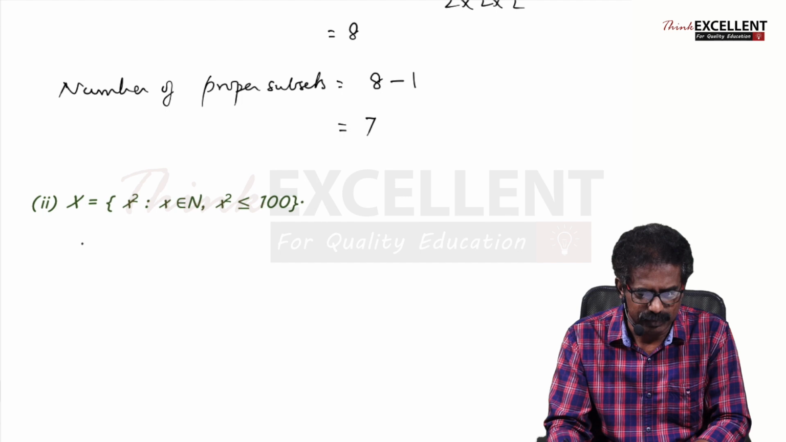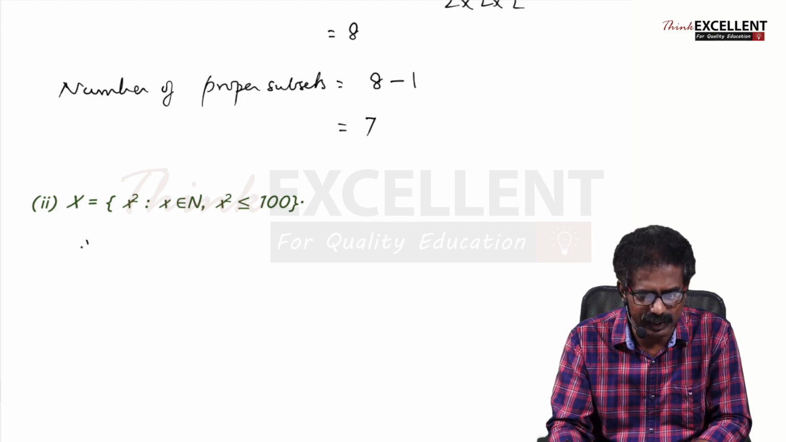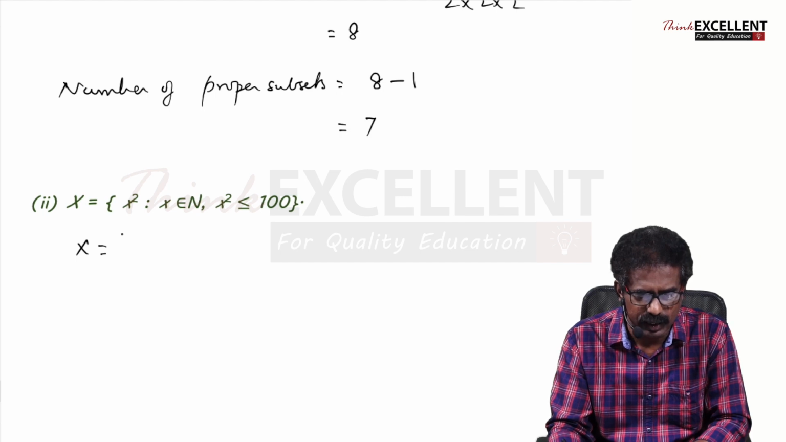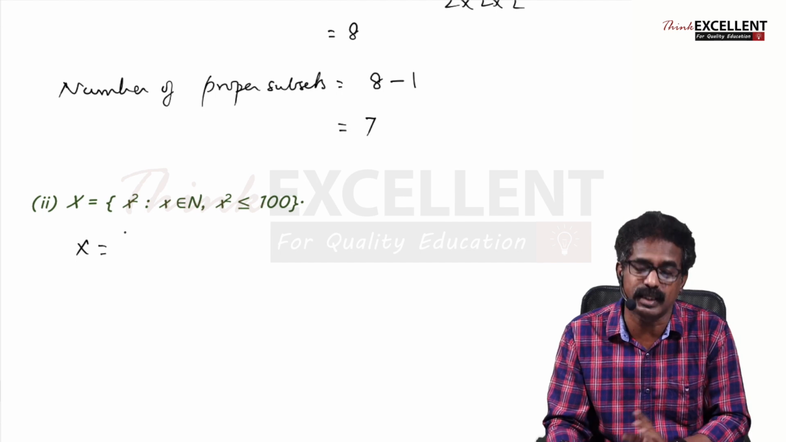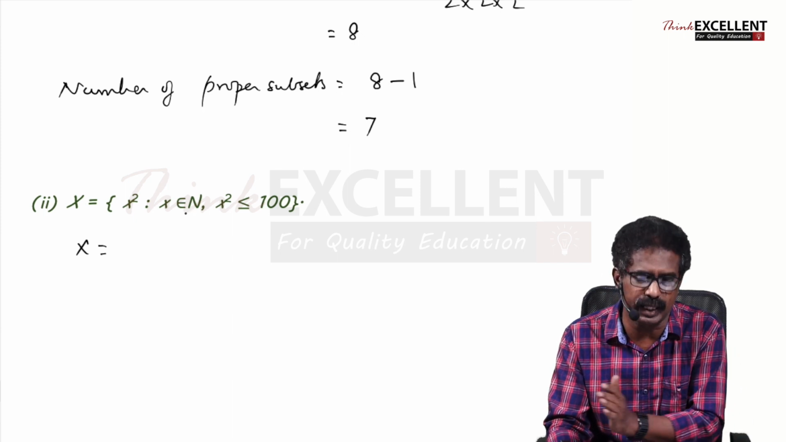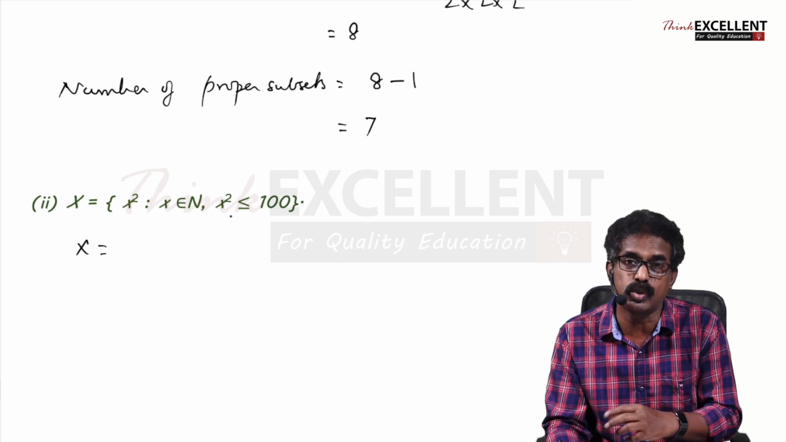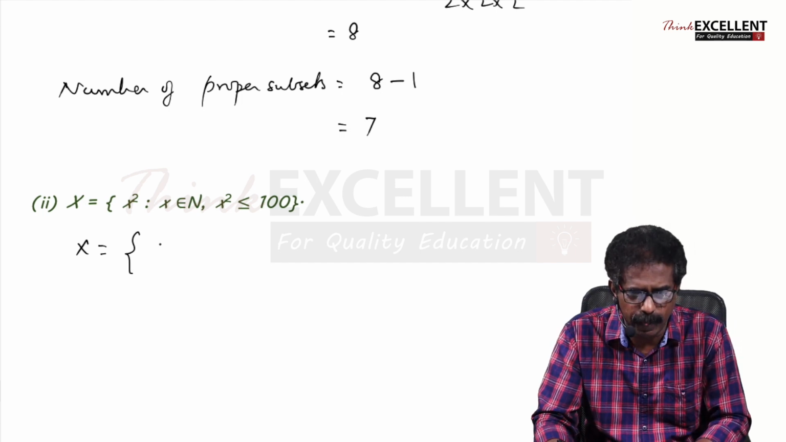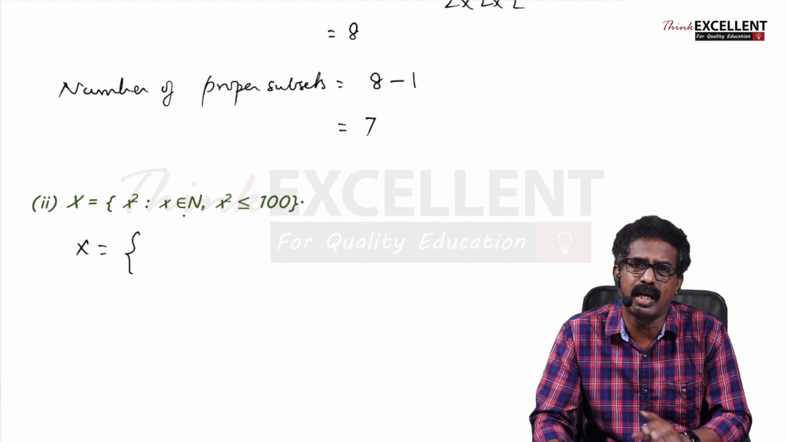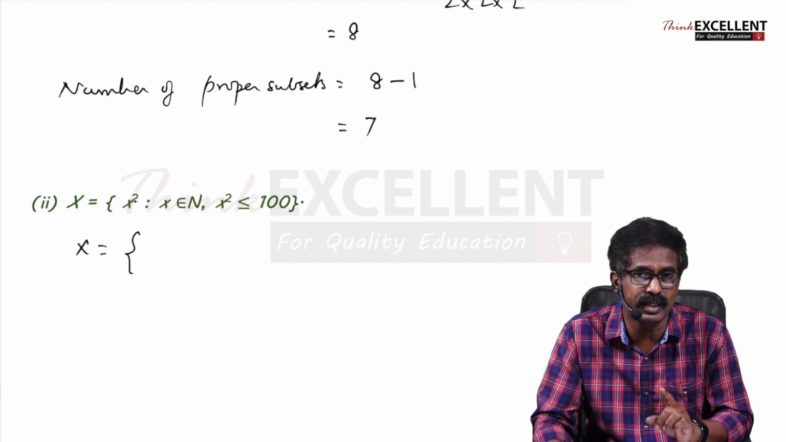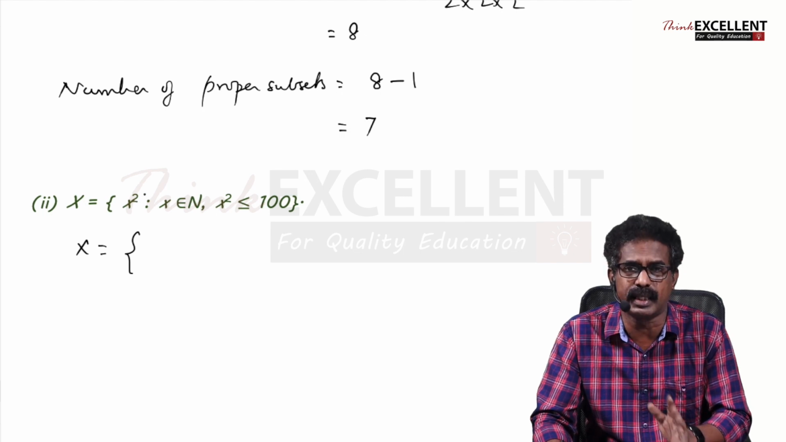Look at the next one. We don't know how many elements, right? So X equal to, again set builder form, write in roster form. X equal to set of all x square, so x square is your answer. x is a natural number, so x value 1, 2, 3, etc., and x square, when you square, is less than or equal to 100. So first you take natural numbers, you start with 1. I'm giving x equal to 1. x is a natural number.